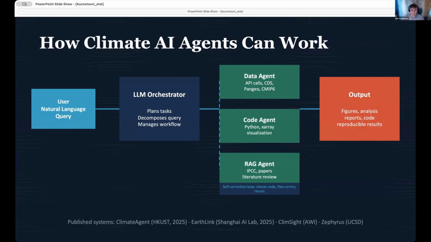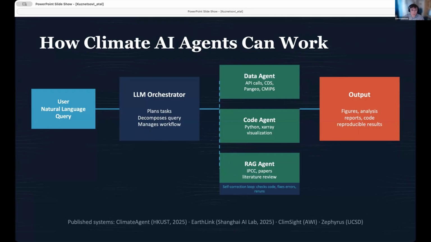An important part is self-correction. If the code agent makes an error, for example, dimension mismatch or wrong coordinate selection, the system reads the error message and sends it back to the LLM. So the LLM then writes the corrected version. This can happen several times until the code works.